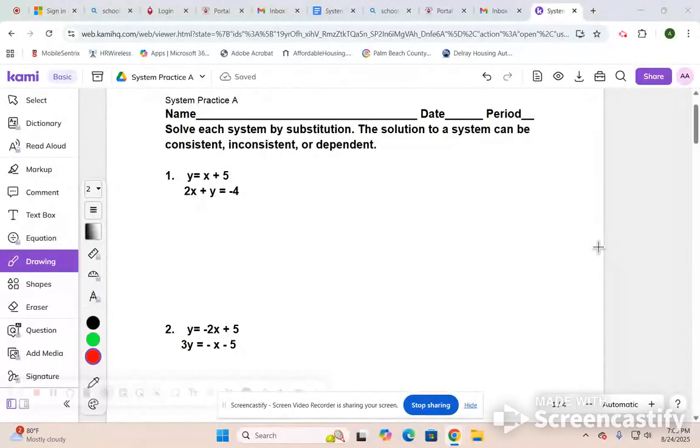Hi everyone. In this video lesson, we're going to go over solving systems of equations using substitution. When we're solving systems, we can describe the solution in one of three ways. We can say that the solution is consistent if we have one solution. We can say the solution is inconsistent if we have no solutions for that system, or dependent if the system has many solutions.